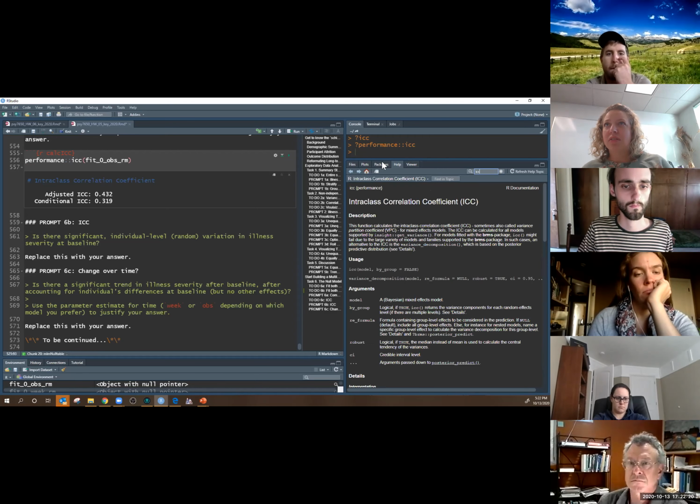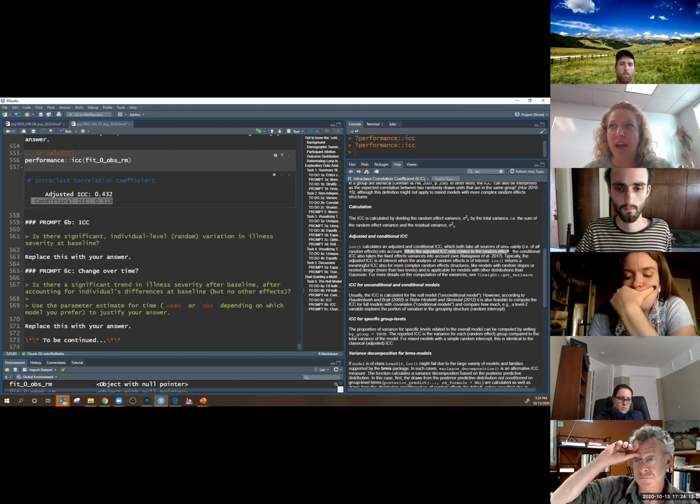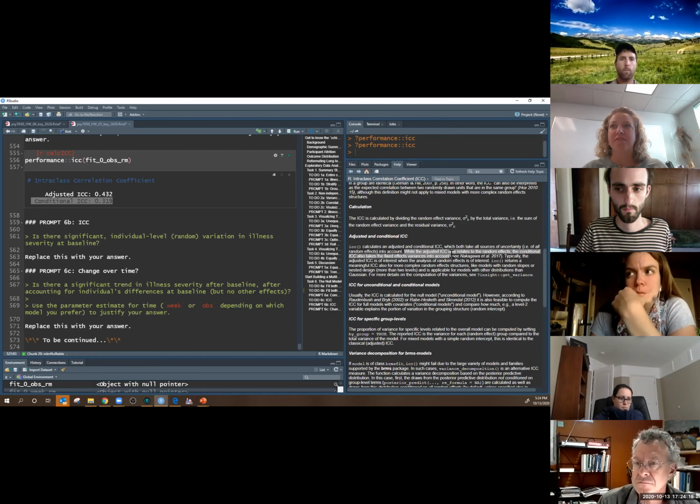Now, there are some really good other things down in here. It talks about adjusted versus conditional ICCs, because if we look over here in our notebook, it gave us both of those. Adjusted ICC is 0.432 and conditional ICC is about 0.32. What's the difference between those two? You can read this and find out. It says both ICCs take all sources of uncertainty in random effects into account, while the adjusted ICC relates just to the random effects. The conditional ICC also takes the fixed effects into account.